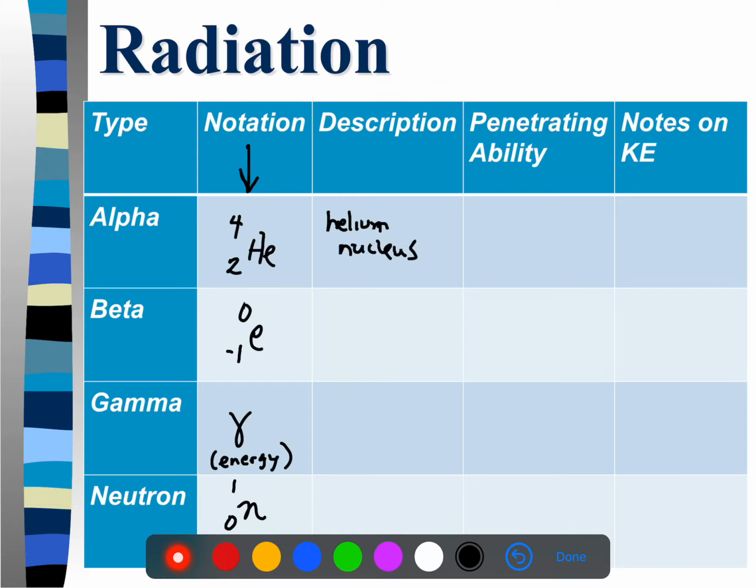Description of an alpha particle, it is a helium nucleus. A beta particle, a neutron turns into a proton plus an electron, and then the electron leaves the nucleus at high energy.